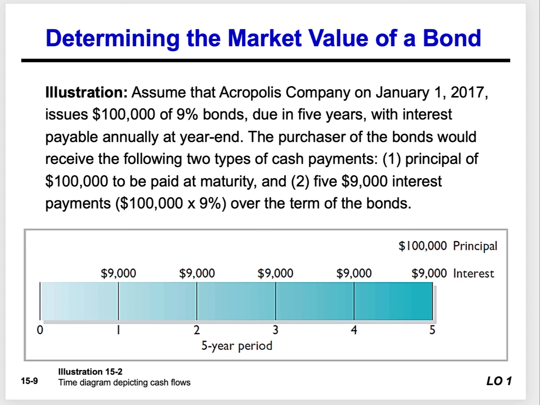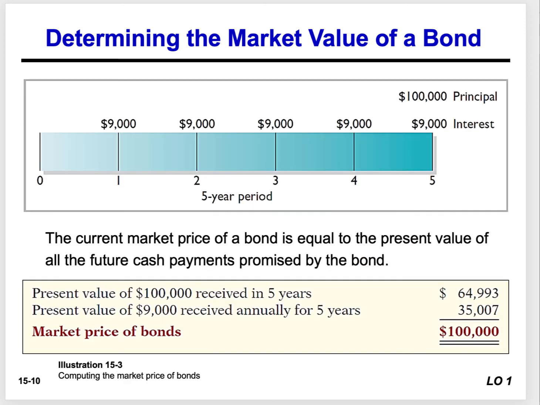Notice how I calculated that interest payment. And this is key, right? Write down in your notes: how do I calculate interest payment? I take the face amount of the bond, and I multiply it by the interest rate. What interest rate do I use? The stated interest rate, or the contractual interest rate. Okay?